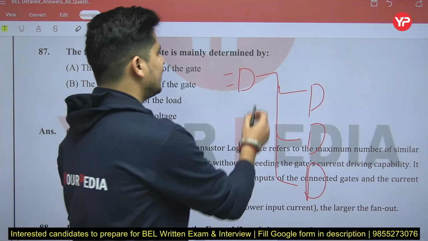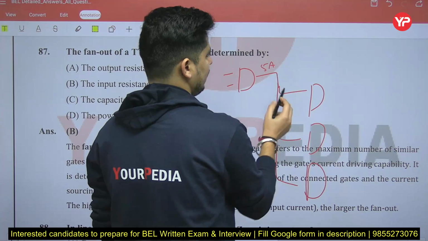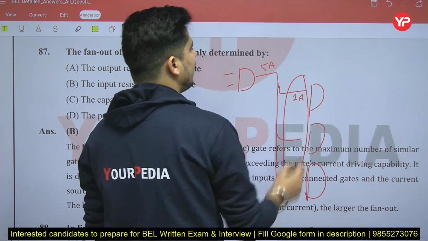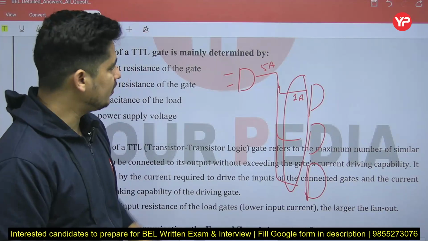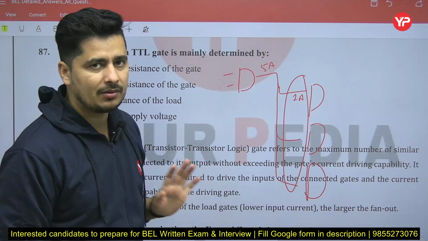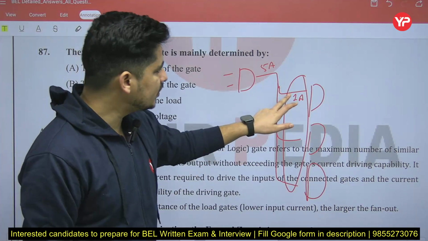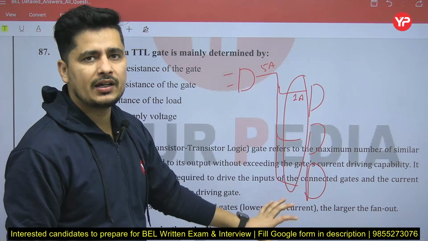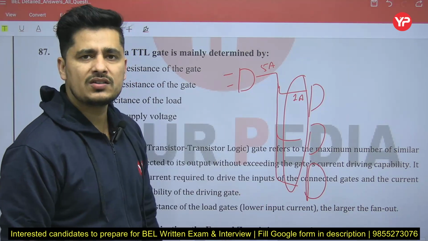Basically, let us take, it is providing 5 ampere current and it requires 1 ampere current. So how many can we connect here? One AND gate requires 1 ampere current as the input, so we can connect 5 AND gates at the output. So we can say its fan out is 5.